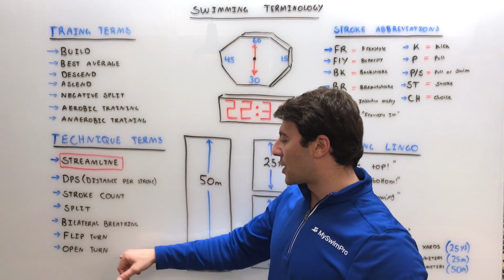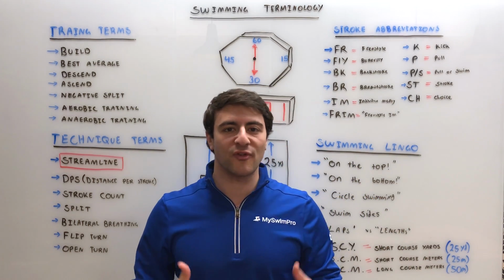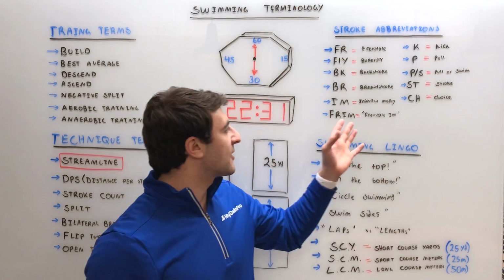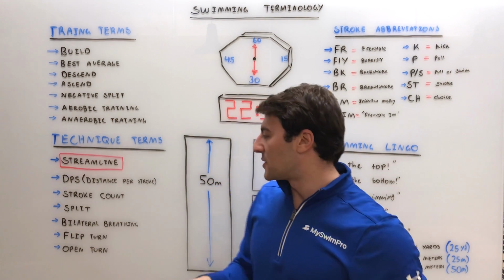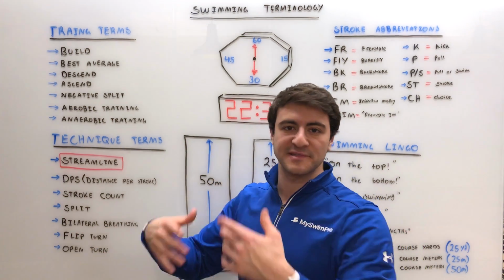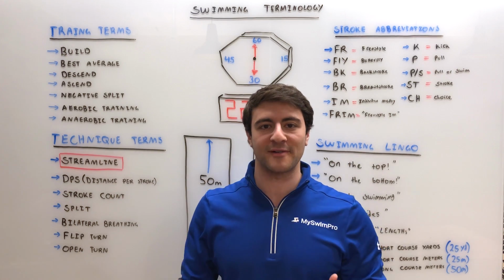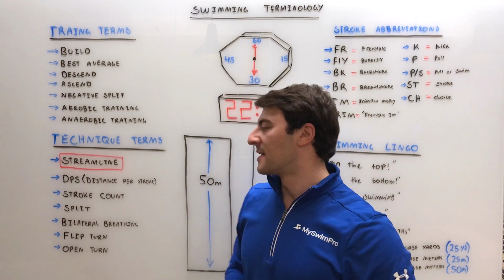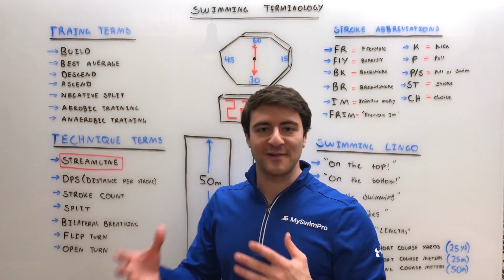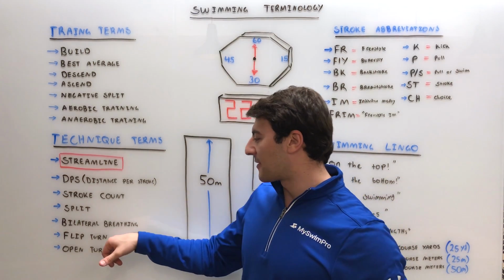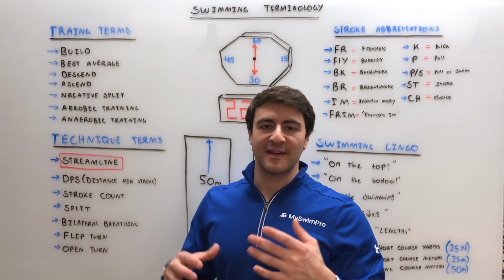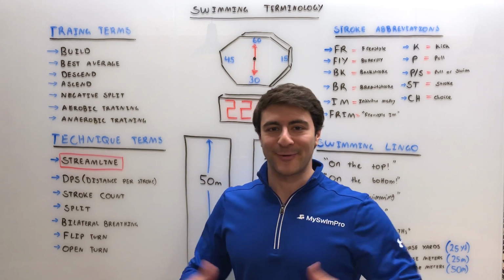You can also do an open turn on any of the IM transitions. We didn't mention it here, but when you do IM, if you're doing butterfly to backstroke, you would do an open turn because you're approaching the wall with butterfly as opposed to backstroke. Also, depending on your skill level, if you're going from backstroke to breaststroke, you could do either a flip turn or an open turn. As long as you touch on your back, either is good.